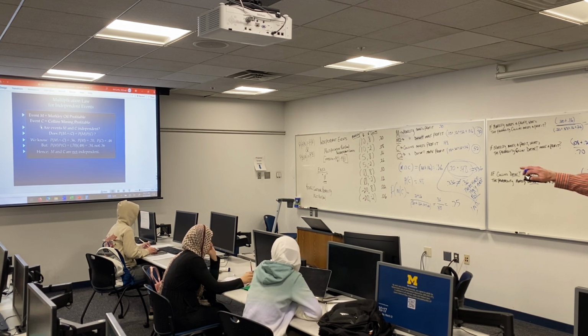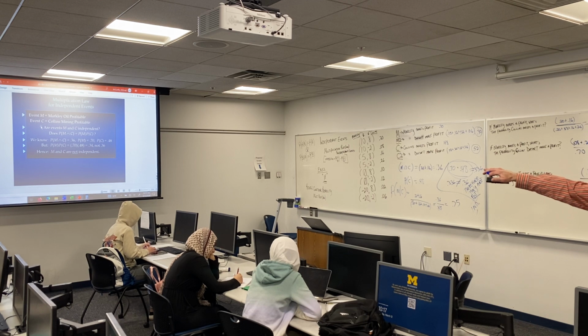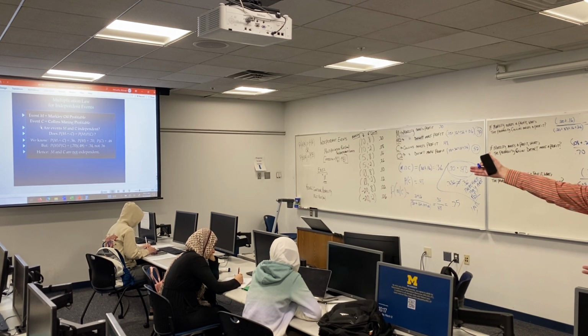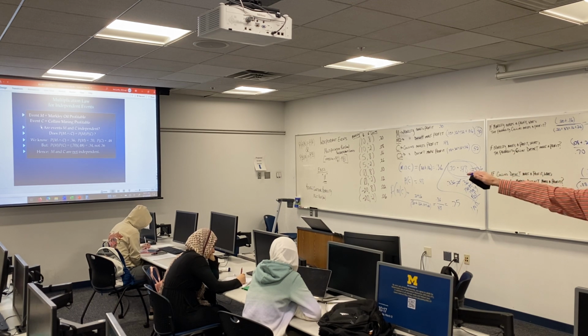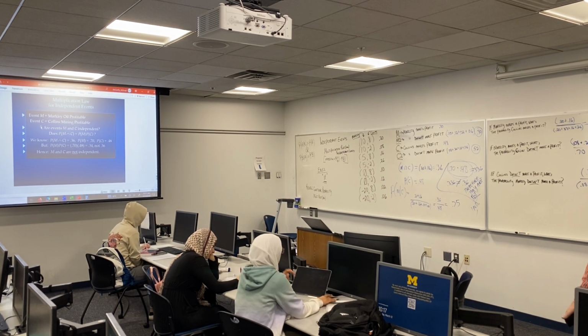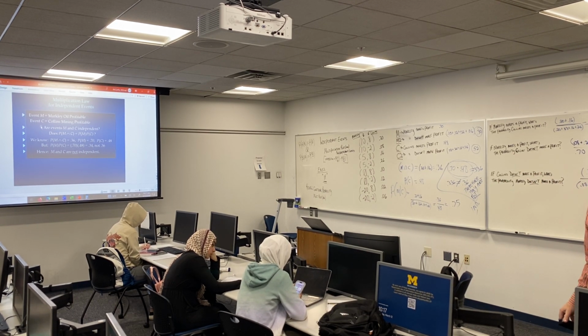Right there it says 0.70 times 0.48 is 0.336, says 0.34, we rounded. And the intersection is 0.36. They're not equal to each other. Therefore, these two events are not independent of each other.